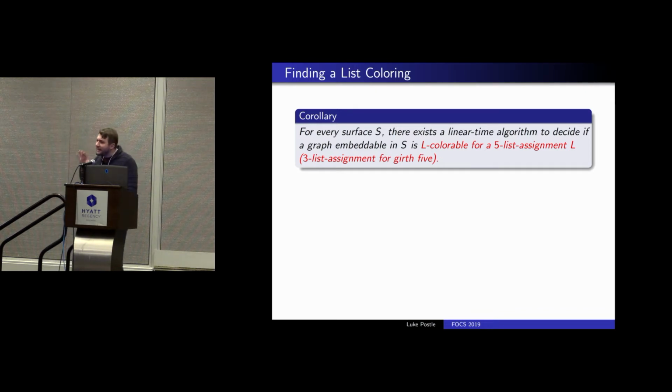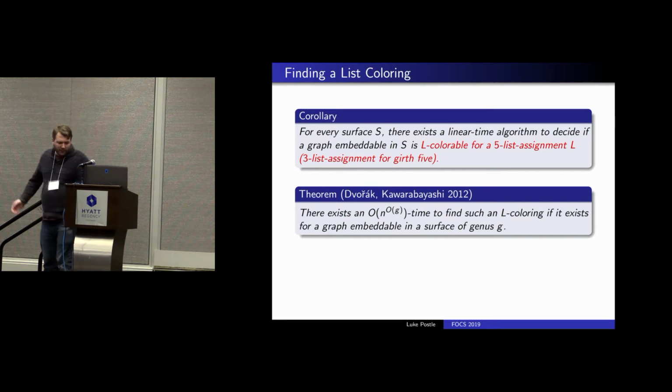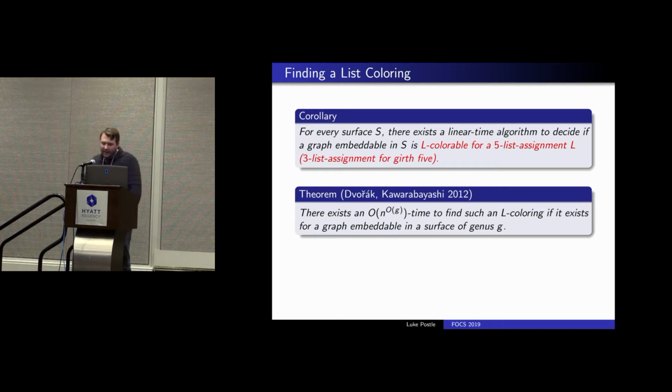So we know how to decide. So that was all that work. We know how to decide if it's possible to color. But can you actually find the coloring? Well, Dvořák and Kawarabayashi in 2012 showed that there exists an n^O(g) time algorithm to find such an L-coloring, if it exists, for a graph embeddable on a surface of genus g. So that'd be Euler genus. Here it doesn't really matter. Again, if it exists, you can find it in n^O(g) time.